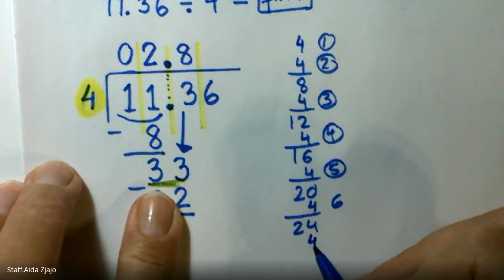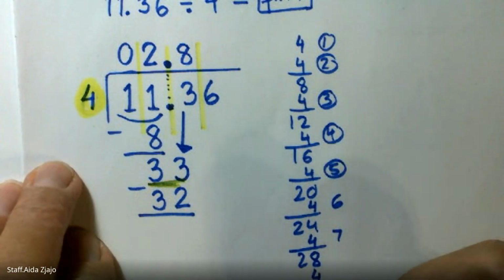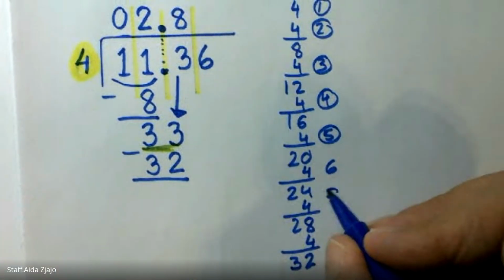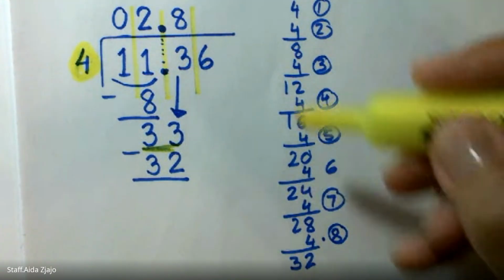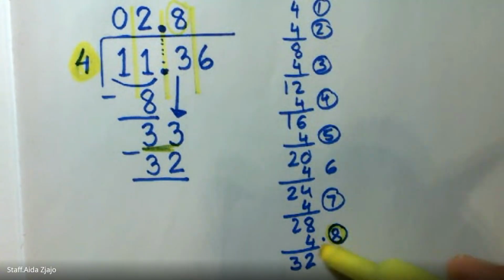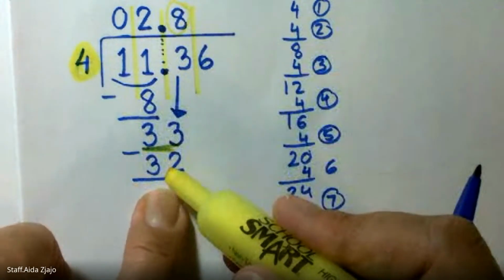If I add 4 more, that's 28. And if I add 4 more, that is 32. Okay, so now you can see what it is. 4 times 8 is 32. So I know that 8 groups of 4 are in 32 right here. So 8 times 4 is 32.